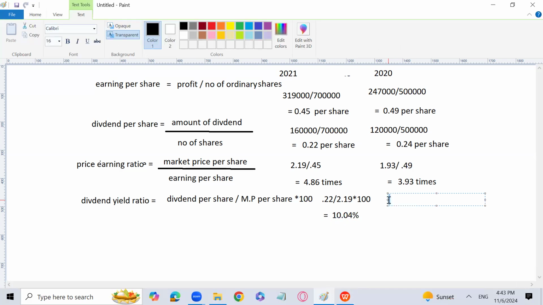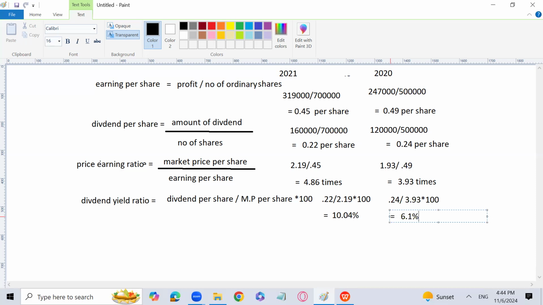Let's see the other one. For 2020, the dividend per share is 0.24 divided by market price per share 3.93 multiplied by 100. So what is the answer? Very easy, it's quite simple. If you have any question, you can ask me. 0.24 divided by 3.93 into 100 is 6.1%. So it shows that the dividend yield ratio has also increased, because the market price per share has increased.